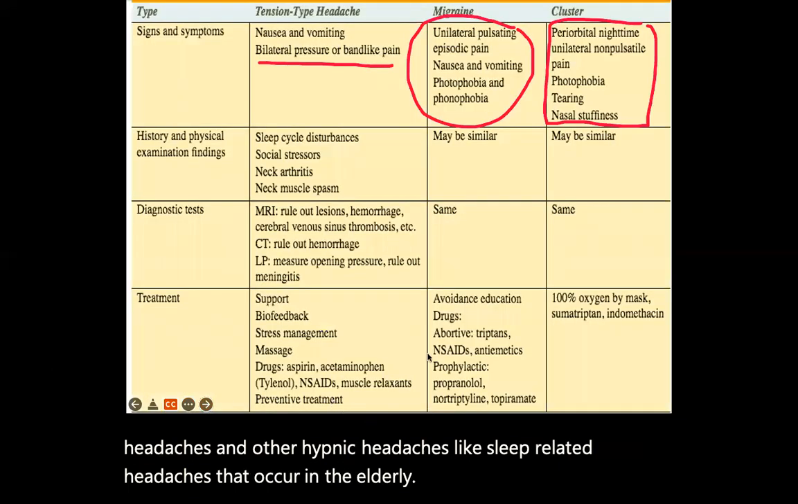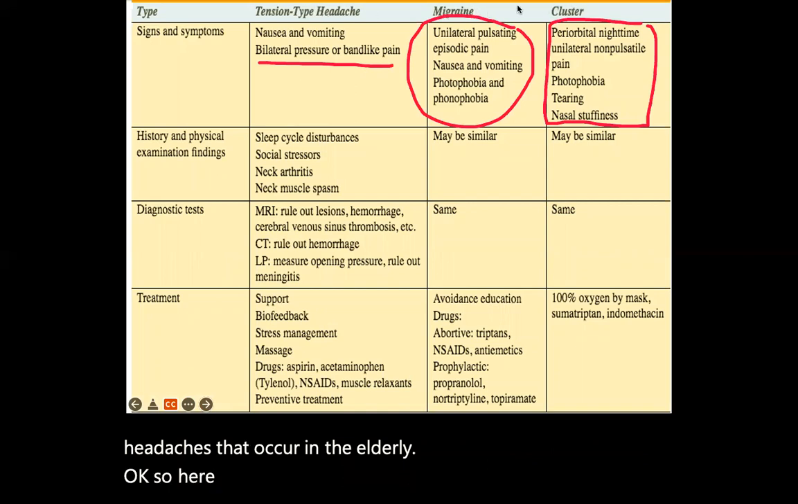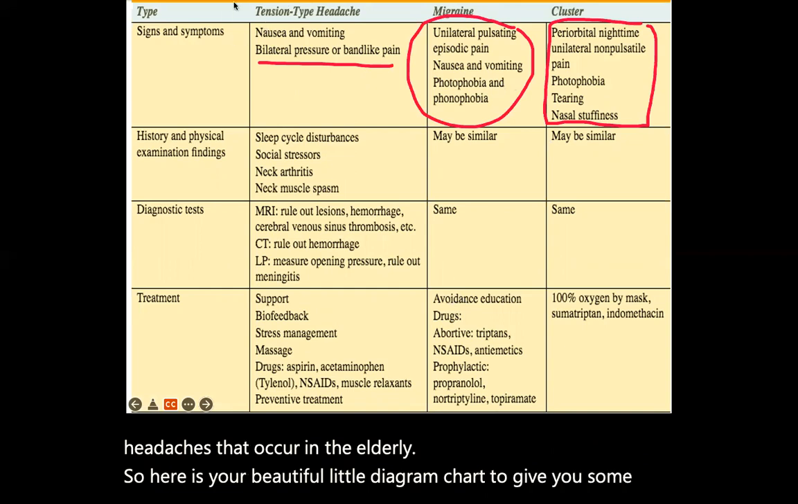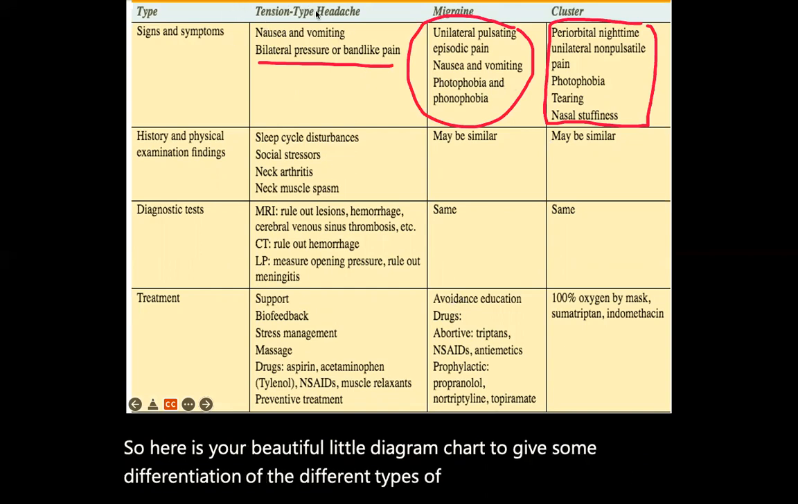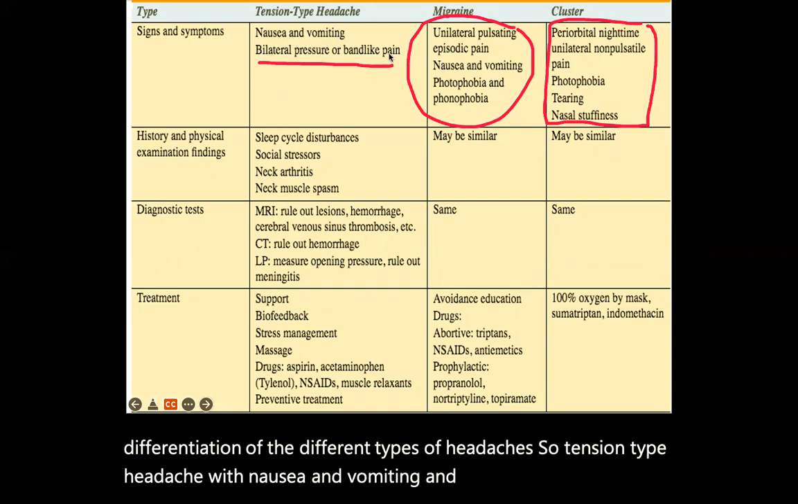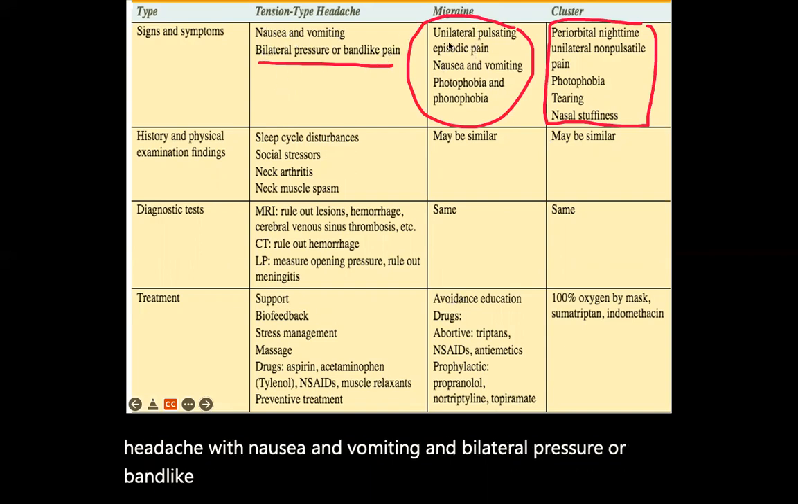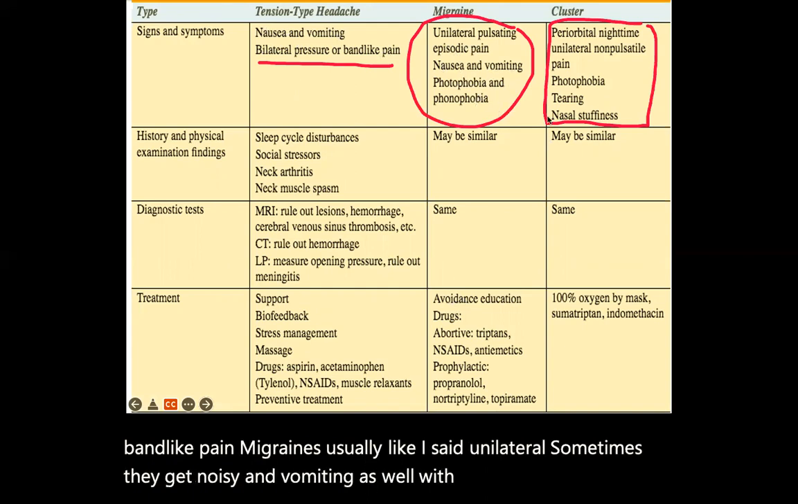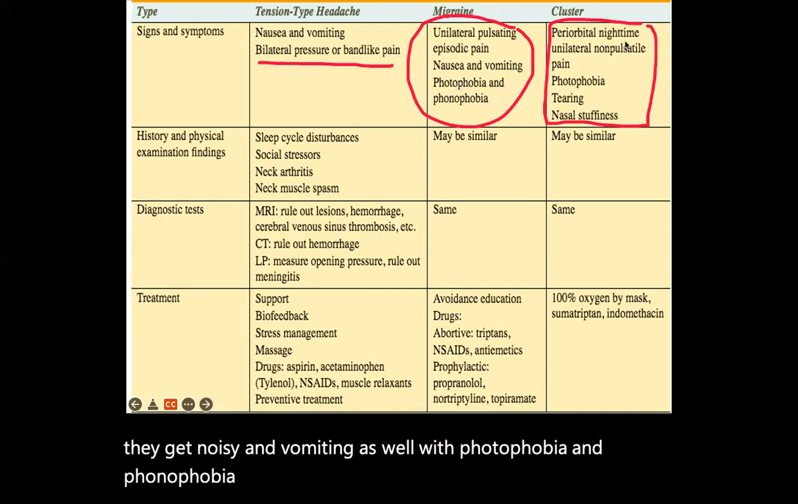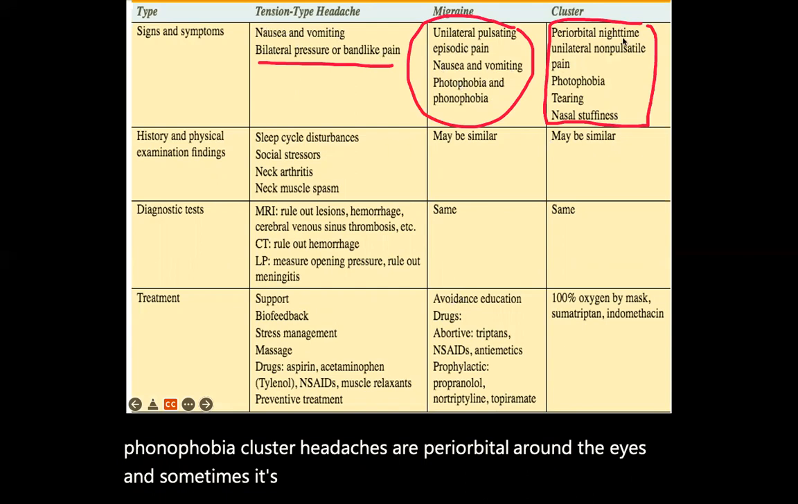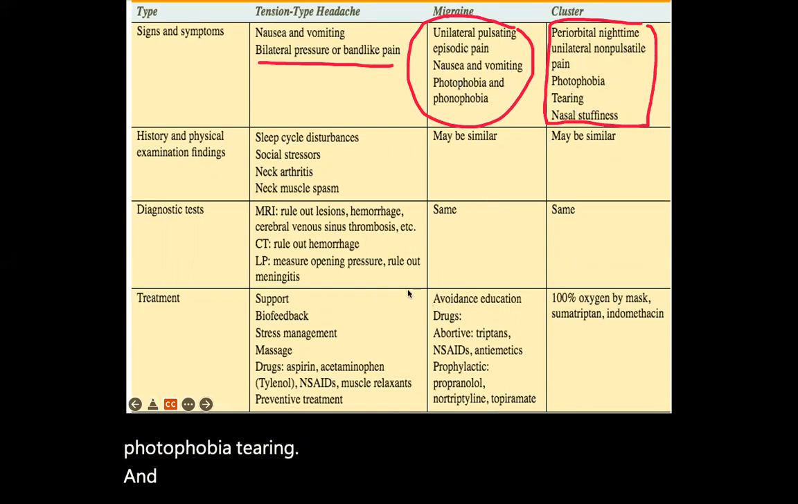Okay, so here is your beautiful little diagram chart to give you some differentiation of the different types of headaches. Tension type headache with nausea and vomiting and bilateral pressure or band-like pain. Migraines, usually, like I said, unilateral. Sometimes they get nausea and vomiting as well with photophobia and phonophobia. Cluster headaches are periorbital, around the eyes, and sometimes it's unilateral, a lot of times at night. Again, photophobia, tearing, and nasal stuffiness.